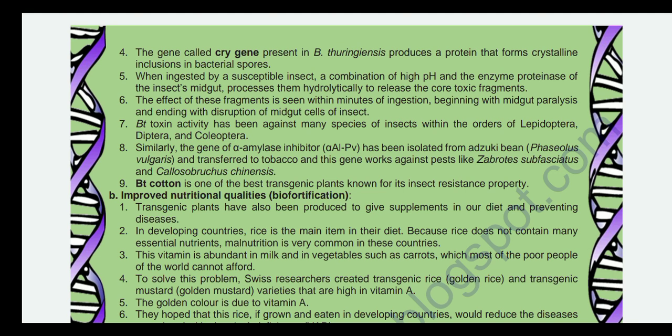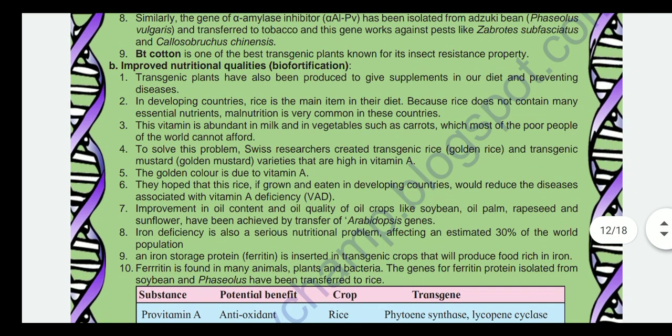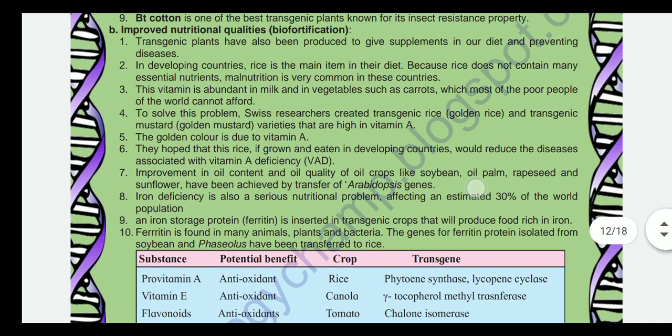Similarly, the gene of alpha amylase inhibitor has been isolated from the bean, Phaseolus vulgaris, and transferred to tobacco, and this gene works against pests like Zabrotes subfasciatus and Callosobruchus chinensis. Bt cotton is one of the best transgenic plants known for insect resistant property. Next part is improved nutritional values, that is, the qualities. We can say biofortification.